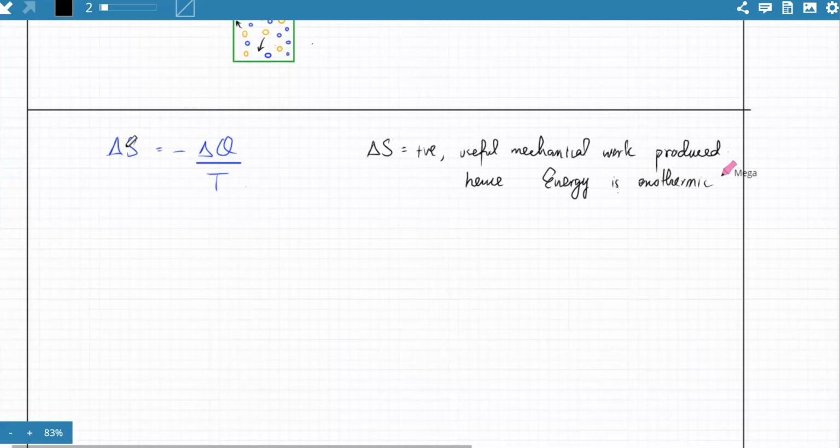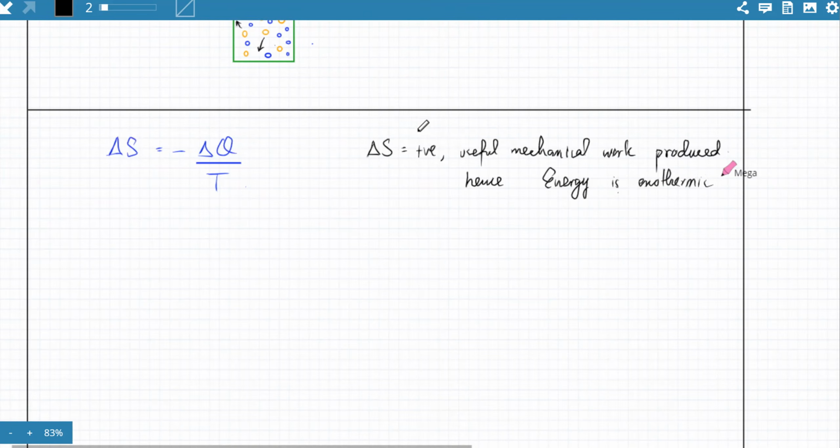But what is the difference between this delta S and that delta S? Why do we get a negative sign there? Not delta S, this one. Manjita, what's the sign of energy? Energy is exothermic, right? If delta S is positive, right? Okay, so what would be the sign of energy? It's going to be negative, right?